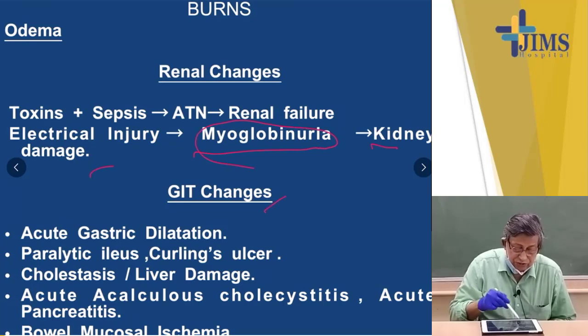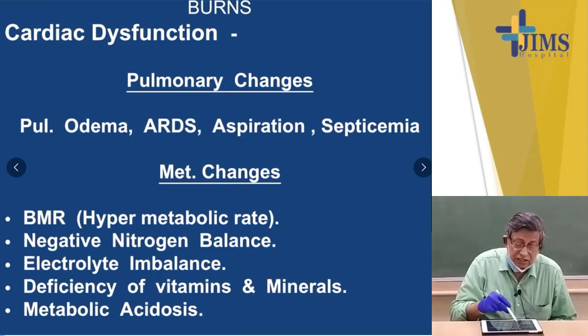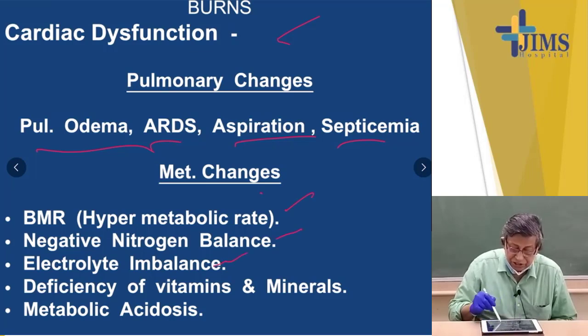GI changes: the common GI change is ulcer formation and even acute cholecystitis. This ulcer is called Curling's ulcer. So what is Curling's ulcer? Curling's ulcer is seen in the stomach in burns; it is a stress ulcer. Then cardiac dysfunction and pulmonary changes: pulmonary edema, aspiration, septicemia, and ARDS. Metabolic changes: hypermetabolic rate, negative nitrogen balance, electrolyte imbalance, deficiency of vitamins and minerals, and metabolic acidosis.